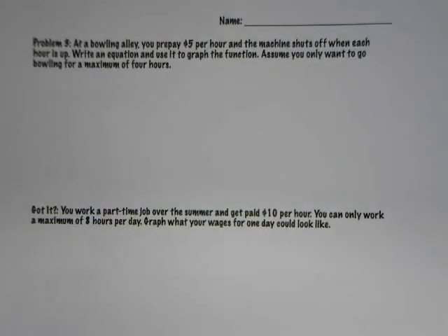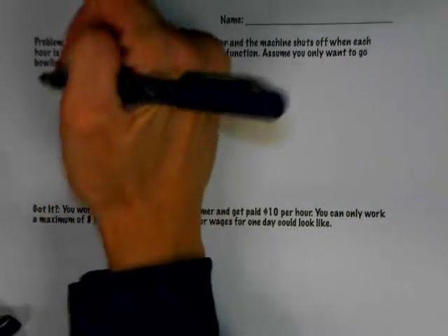All right, at a bowling alley, you prepay $5 per hour, and the machine shuts off when each hour is up. Write an equation and use it to graph the function. Assume you only want to go bowling for a maximum of 4 hours. So let's just use X and Y for all of them, just to make it easier. So we're going to write an equation, and we're going to make a table of values.